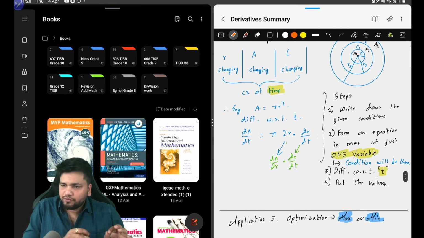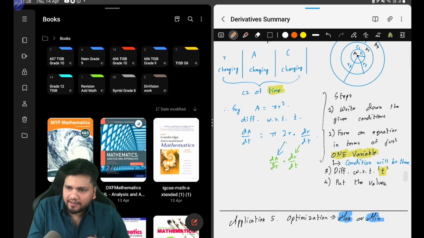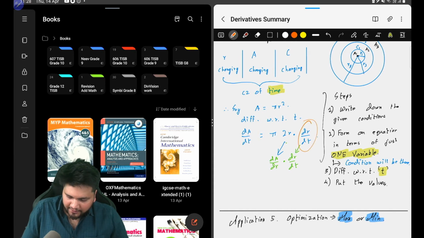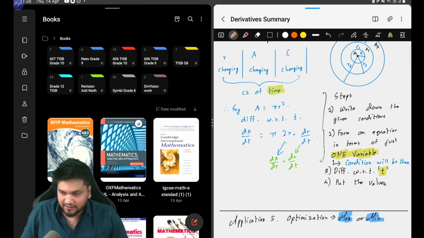Okay, and then you just put the values, because they will ask you dA by dt at r equals 5. Obviously they will give you one of the conditions, at what rate radius is changing, or at what rate area is changing. So they'll give you one of the conditions.